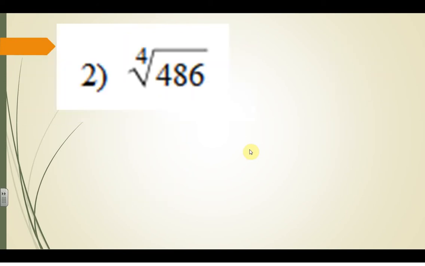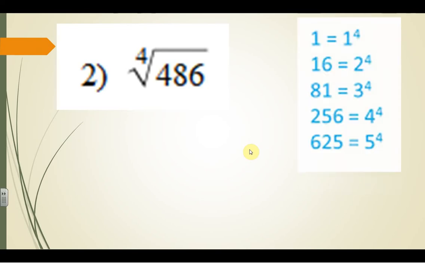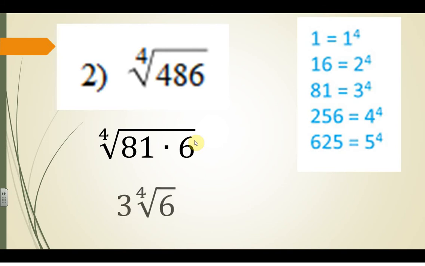Okay? All right. So 486. Now we're dealing with a 4th root. So again, I'm going to jot down some 4th powers really quick. Once I get to 5 to the 4th, I'm over. So I would start at 256 if I was guessing and checking. 81 is going to work with 6. So again, what to the 4th power is 81? 3. Okay, and then you just rewrite.